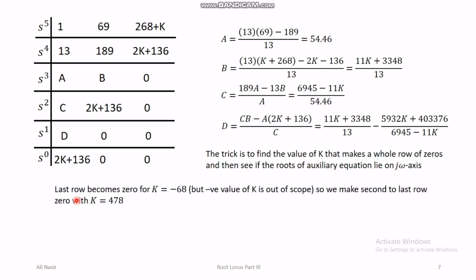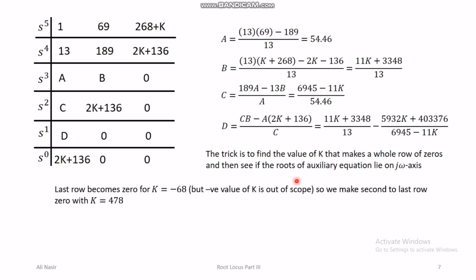So the last row becomes 0 for k equal to minus 68. If we put k equal to minus 68, then 2k plus 136 becomes 0. But a negative value of k is out of scope. We are only going to study the gain of root locus to be between 0 and infinity. So we will not make this row equal to 0.